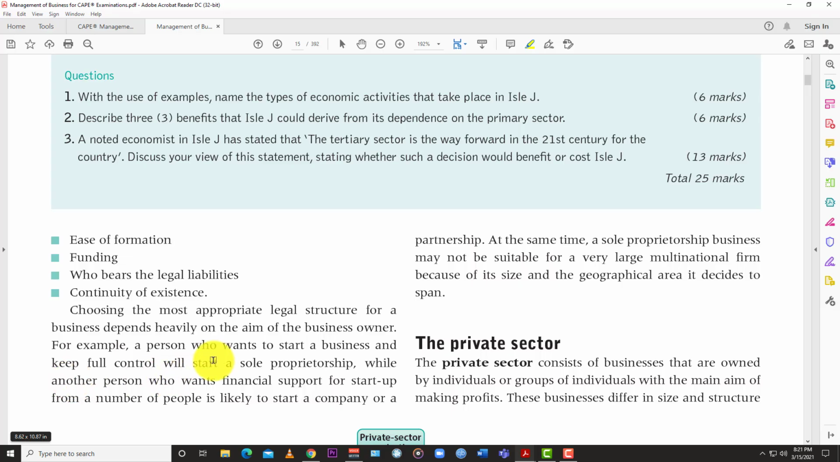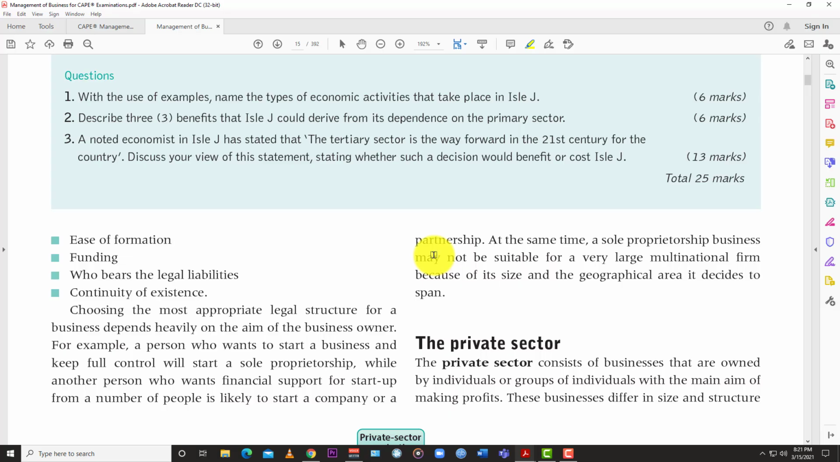So choosing the most appropriate legal structure for a business depends heavily on the aim of the business owner. For example, a person who wants to start a business and keep full control would start a sole proprietorship, while another person who wants financial support for startup from a number of people is likely to start a company or a partnership, like I said before. So based on what you have in mind, if you want a quick, fast business on your own, then you go with the sole trader or the sole proprietorship. You want help, you want assistance, you want to raise some capital, then you go to the next one, either the partnership or the company.